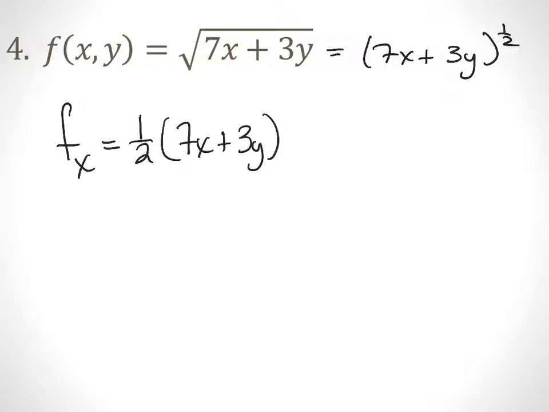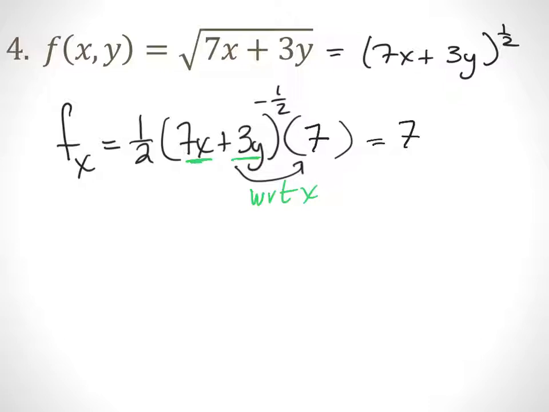Subtract 1 from the exponent. 1/2 minus 1 is negative 1/2. Then we chain out the derivative of what's inside with respect to x. So the 3y, its derivative is 0, but the 7x gives us a derivative of 7. Yes, we can write that 7 times the half to get 7 halves, 7x plus 3y to the negative 1/2, to set ourselves up for taking another level of partial derivatives.